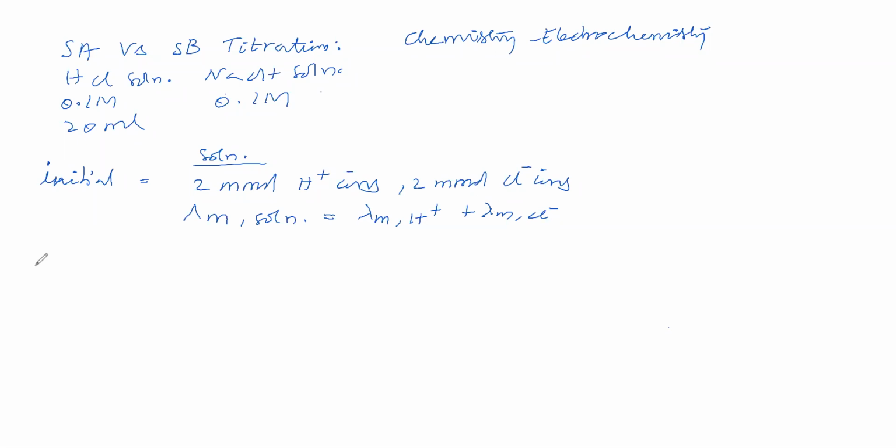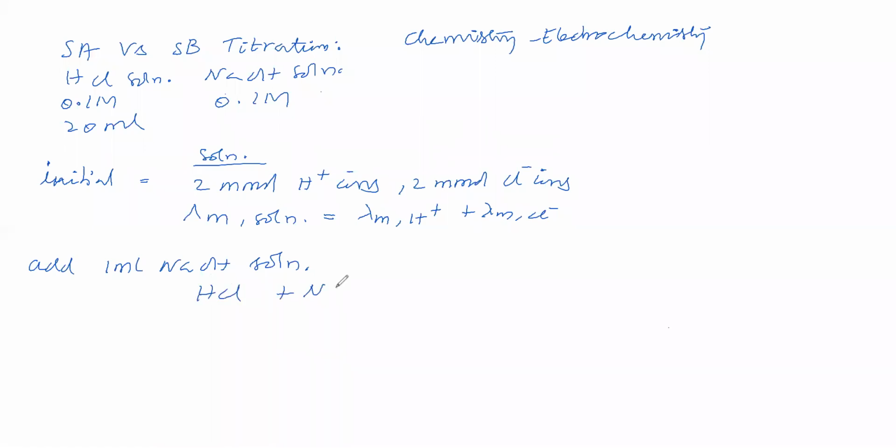Okay. Let us add 1 ml of sodium hydroxide solution. On adding sodium hydroxide solution, what happens? A reaction takes place. Which reaction? HCl reacts with the sodium hydroxide to give sodium chloride and water.